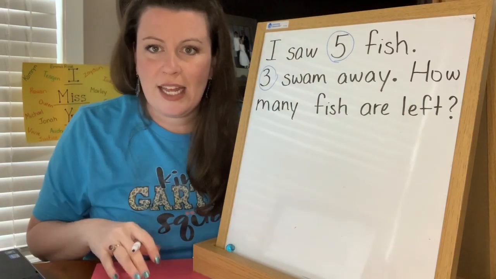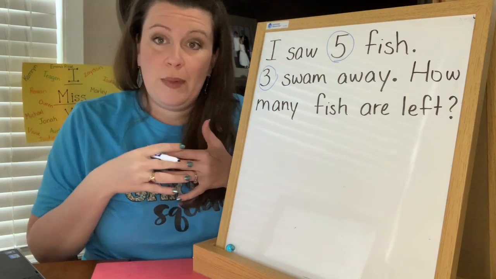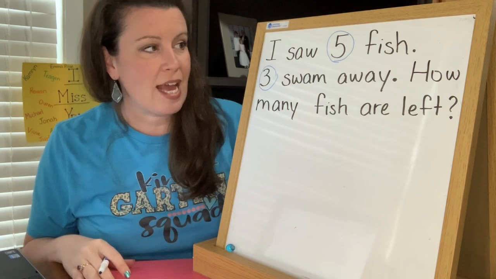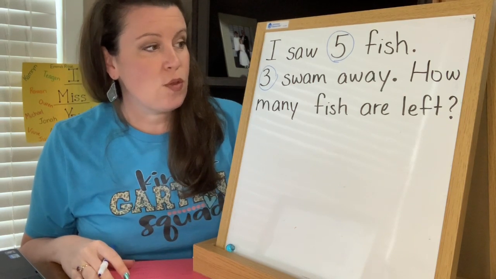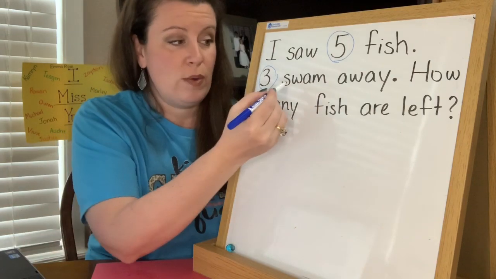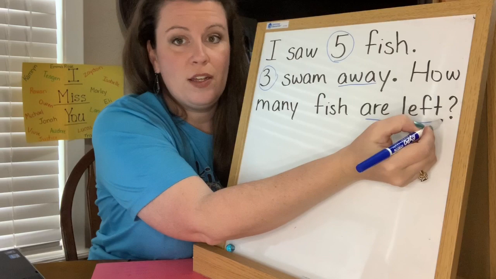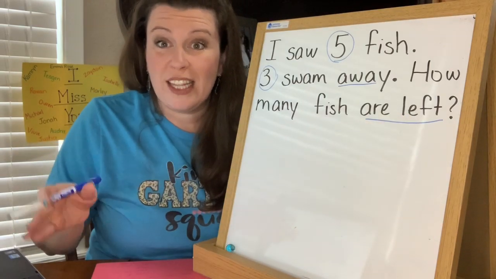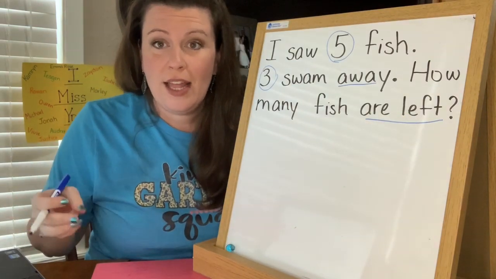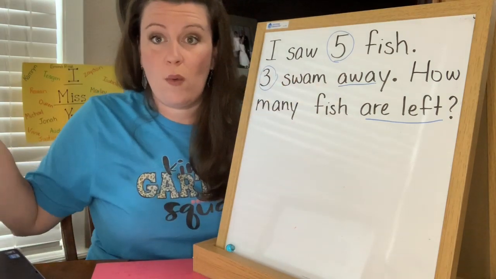Next, I want to read it again and see if there are any words that help me know whether something is coming together or going apart. It says, I saw 5 fish. 3 swam away. How many fish are left? So we see swam away and then are left. Whenever we see the words are left, how many are left, that lets us know that we're subtracting. They swam away, they went away.